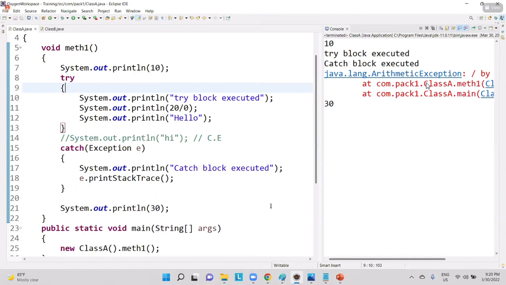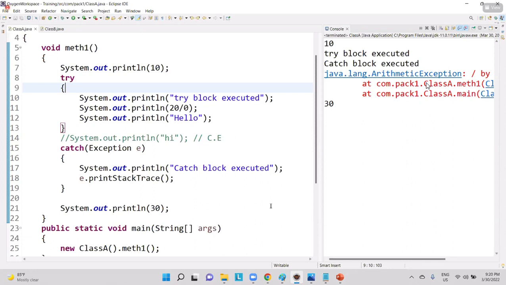Guys, I already told you finally block is used to close the resources. Sir, if we did not close the resource, what will happen? Nothing will happen. You will be getting your program output, but it is not actually a good programming practice. Compilation will take more time. As simple as this. A good programmer always closes the resources.